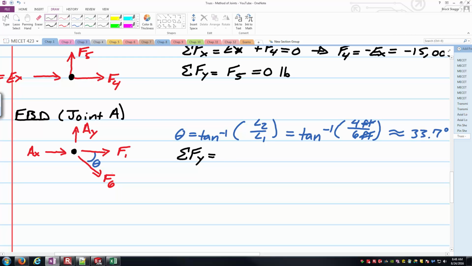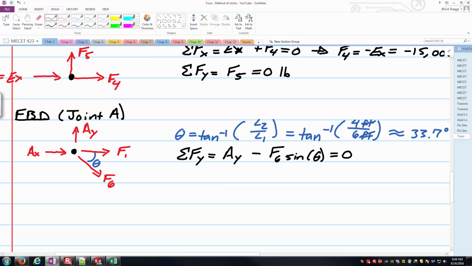First, starting with what's pointing up, I've got A sub y pointing up here. It's strictly vertical, so the entire magnitude is going up. And F6 here, only a portion of its total magnitude is going in the downward direction, so I'll put negative. I only need a part of F6, not the complete vector, so I need to look at the vertical component. Since my angle theta is here, it would be F6 times the sine of theta. And that would equal 0, because we are thinking that this joint is in static equilibrium.